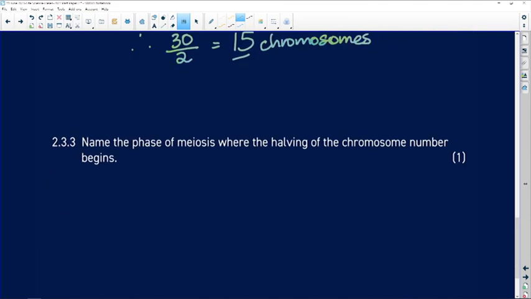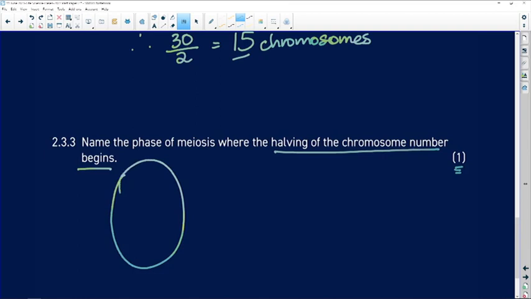Name the phase of meiosis. So now we just have to name or identify the phase of meiosis where the halving of the chromosome number begins. So we start off with a cell that's got, let's say, 3 chromosomes from the mother and 3 homologous chromosomes from the father. We're not using 30 and 15 because that's just far too much to draw. So we're just using a hypothetical example. That's where we start off.